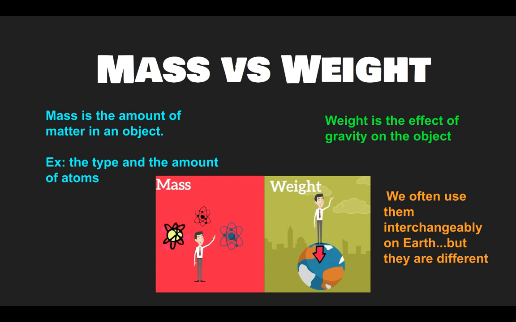But then we turned around and we weighed the object. Now, on Earth, we did use weight and mass pretty interchangeably because we would say that the block weighed a certain amount. But truly, weight is the effect of gravity on an object. So, mass is the amount of matter, and weight is how gravity affects it.